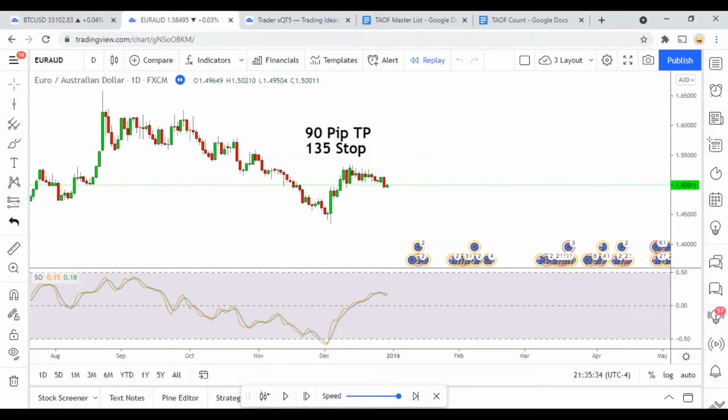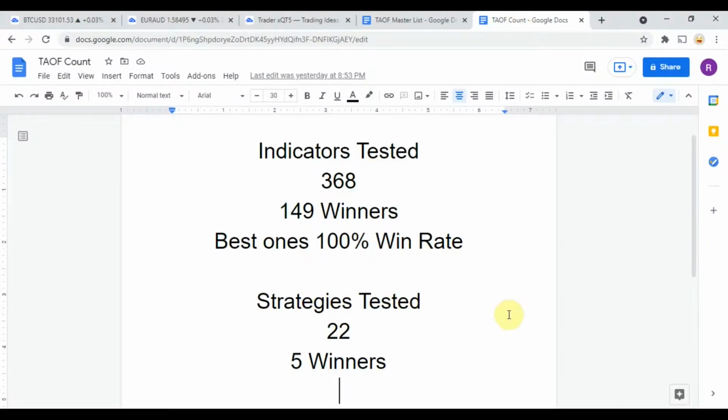Alright, as I said, today we will be testing the strength oscillator. Before we do though, I wanted to put the testing scoreboard up for everyone to see. So to date we have tested a total of 22 different strategies with a total of 5 separate winners. We have also tested a total of 368 indicators with a total of 149 winners, which means that they have met or exceeded the 60% win-loss ratio threshold that we have set for them. The best ones so far were able to achieve a 100% win rate.